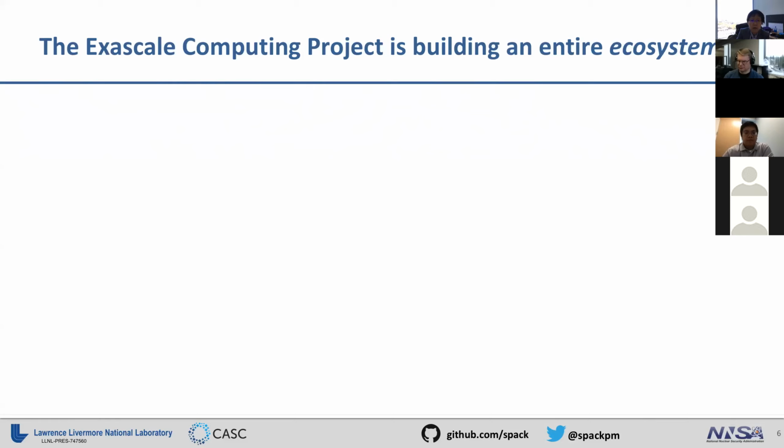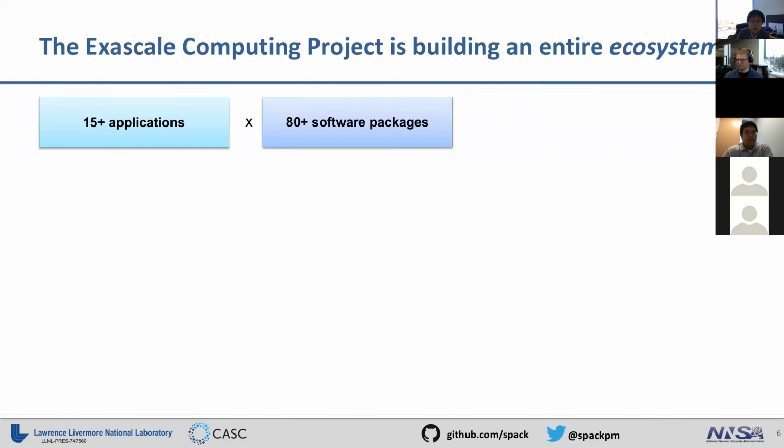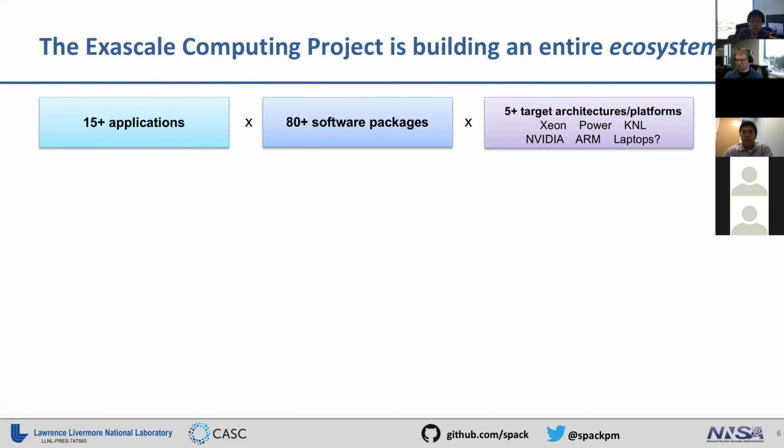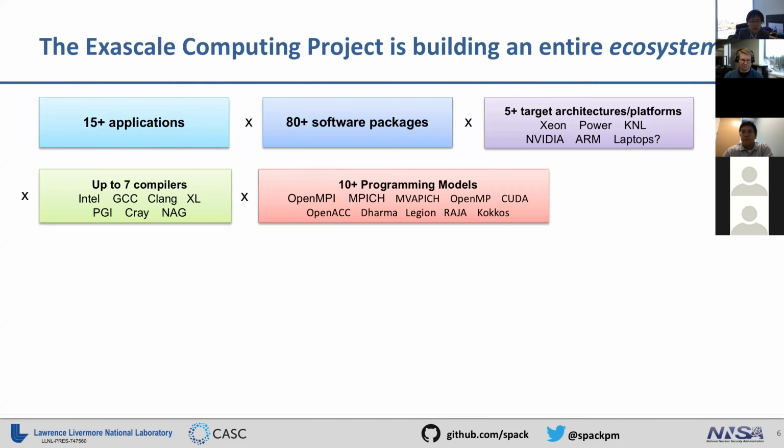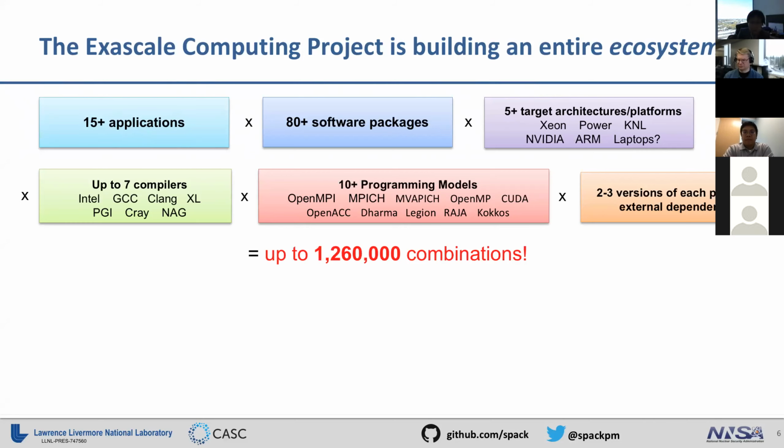And if you look at everything there that we're supposed to deploy, there's something like 15 applications. I think it's actually more like 25 now. 80 or more software packages in the stack, different target architectures that we care about, lots of compilers, 10-ish programming models if you count all of these. So OpenMPI, the different MPI implementations, OpenMP, CUDA, and also emerging things like Raja and Kokkos for performance portability. And then multiple versions of each of those. If you multiply that all out, that's like 1.2 million combinations of software that you could potentially build.